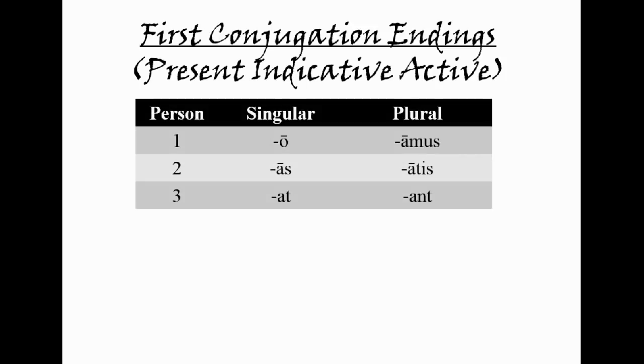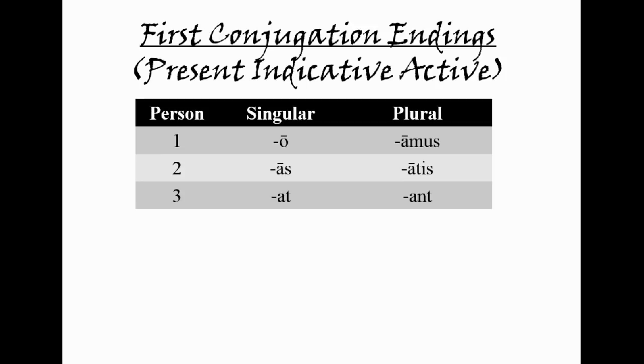Okay, so once we have the stem, in the case of the verb to love, the stem is am, then all we need to know is the endings to tell us exactly what's happening in the verb. So these are the endings for the present indicative active. Present meaning that it's happening now, indicative meaning that it describes a fact, and active meaning that the subject is actually conducting the verb. And these are the endings here: o, as, at, amus, atis, ant.